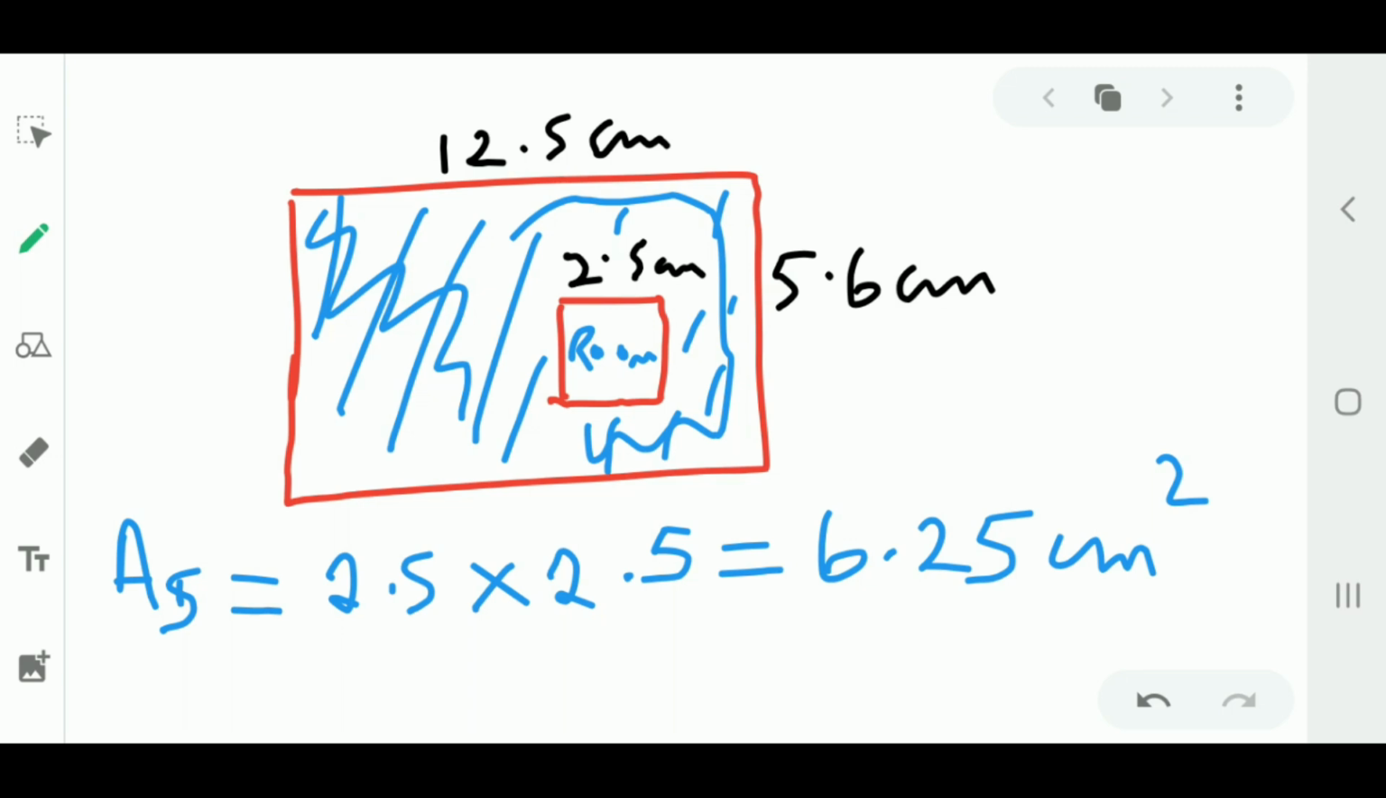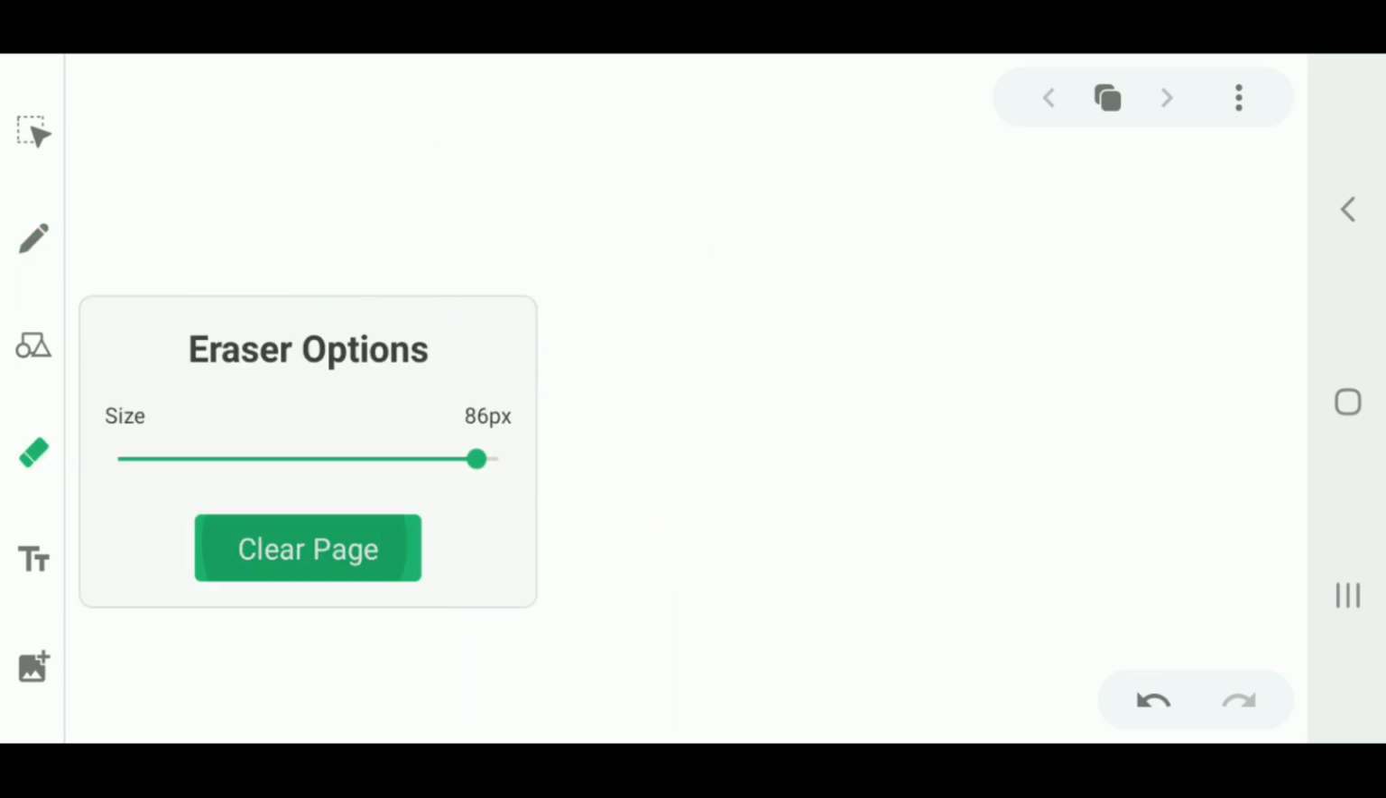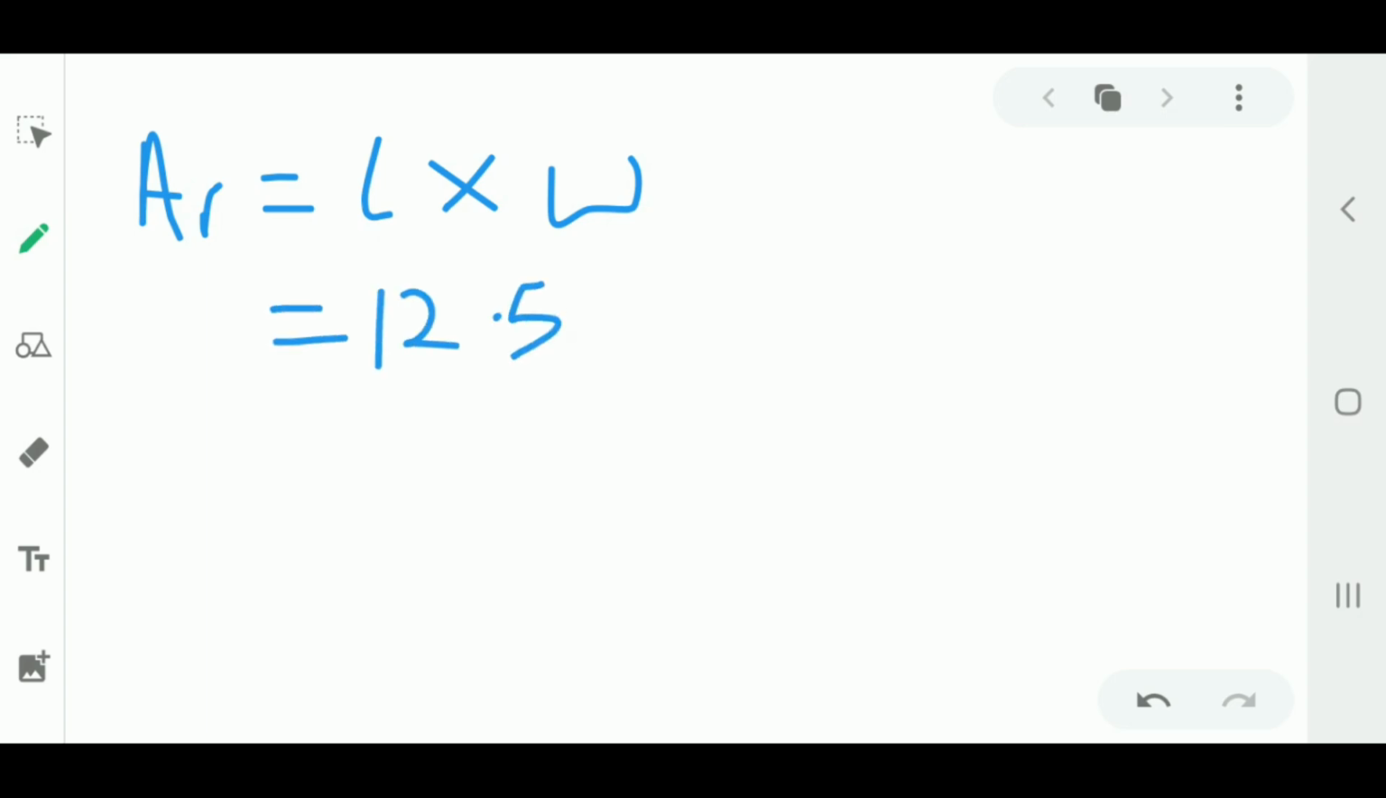Then what we need to do is look to see what shape the bigger object is, which is the rectangle. And we know that the area for the rectangle is length times width. So that's saying 12.5 times 5.6. And that gives us 70 centimeters squared.